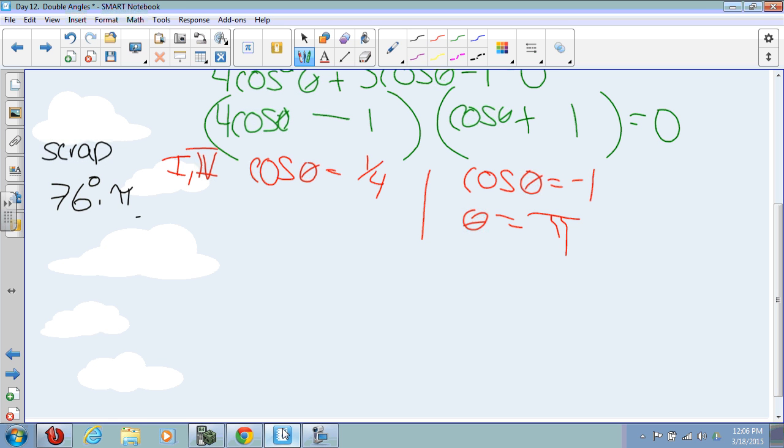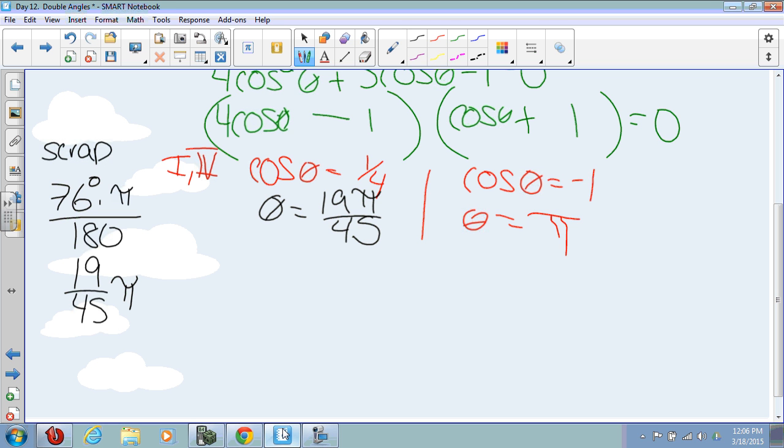To convert that to radians, we're going to multiply by pi over 180. Just take handy dandy calculators to reduce it. You get 19 over 45 pi. So that's one of our answers. Then to get to quadrant 4, what do we have to do? Yep, so I'm going to take 360 and subtract that 76 to get 284. And then I'm going to multiply that by pi over 180, convert it to radians. 284 divided by 180. And did you get 71 pi over 45?